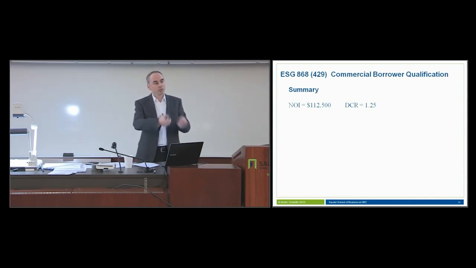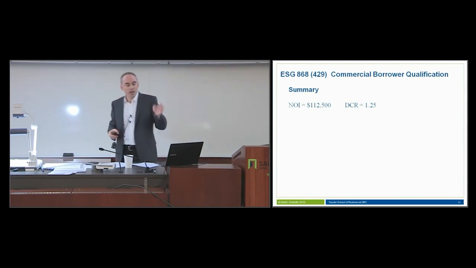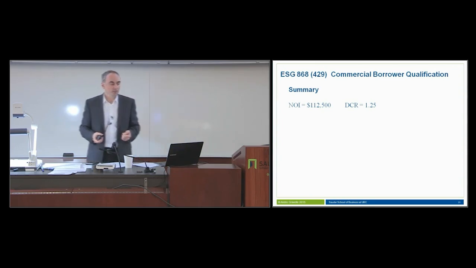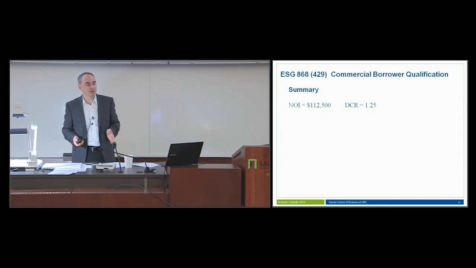So if I'm pulling the information out, I'm writing in my pages, my notes, or circling them on an exam study guide question, I'll put NOI and debt coverage ratio together because I know I have to use them together. So I'm just locating them logically. So NOI is $112,500, debt coverage ratio is 1.25.